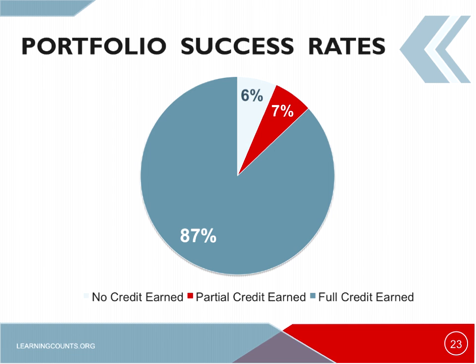Learning Counts success rates. About 87% of our students, when they complete the portfolio, are able to make a case and be awarded credit. Where it says partial credit is earned, that means that the student may have requested credit for 3 courses but only received credit for 2 courses. We do not award partial credit within a course, so a student would not be awarded 1 credit hour for a 3 credit hour course because they only demonstrated part of the learning outcomes. For us, it's all or nothing.